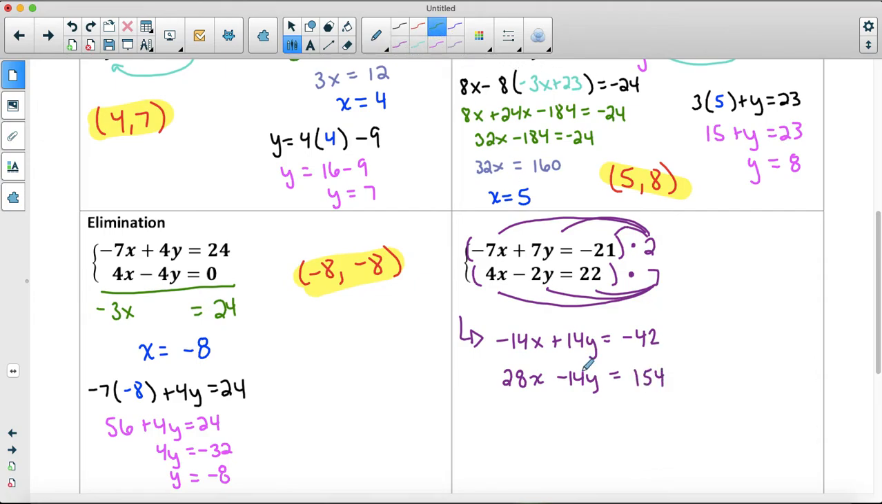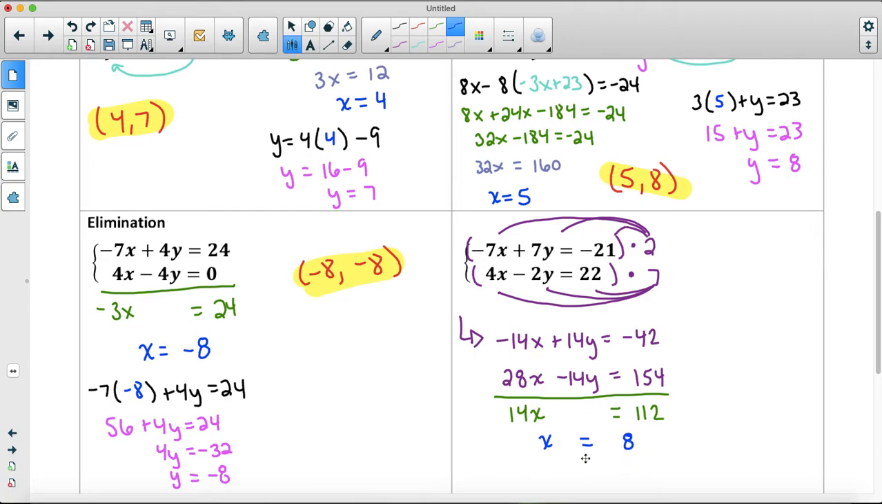Now that we have the same number and opposite signs, we can combine. We'll have a negative 14x and a positive 28x gives us a positive 14x. 14y minus 14y is 0 equals negative 42 and positive 154 is 112. We will divide by that 14 on both sides, and we'll end up with x is equal to 8. So our x value is 8.